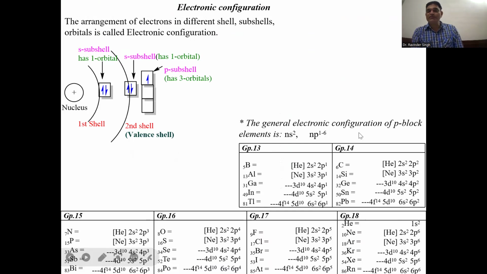So the general electron configuration for the p block elements here is ns2 np1-6. ns2 is in all these elements, you can see in the valence shell configuration. The number n means the number of the shell, which goes on changing on moving down the group. Similarly for np1 to 6: np1 for group 13, np2 for group 14, np3 for group 15, np4 group 16, np5 group 17, np6 for group number 18. So that's why np1 to 6.